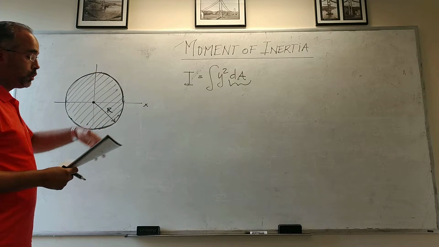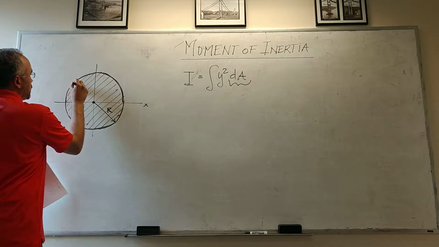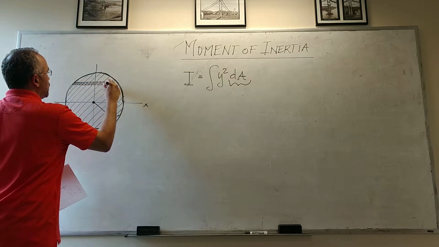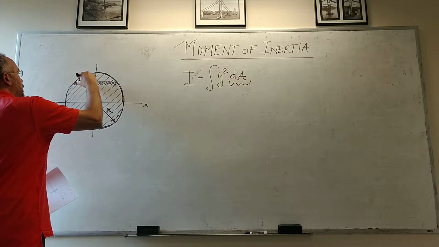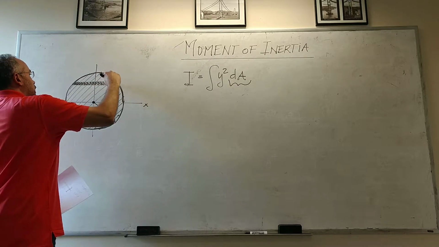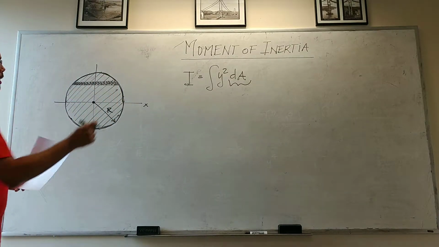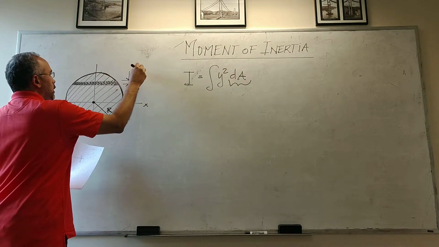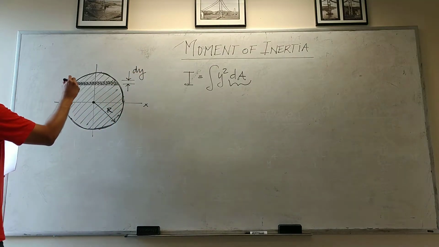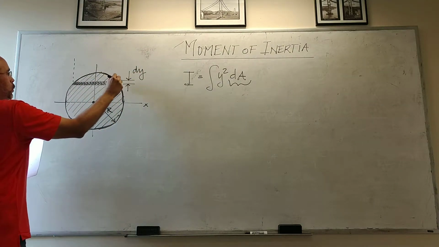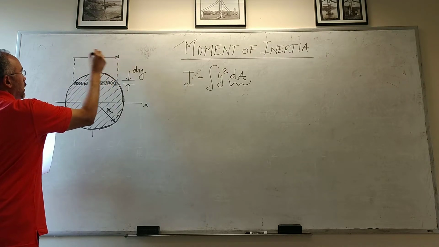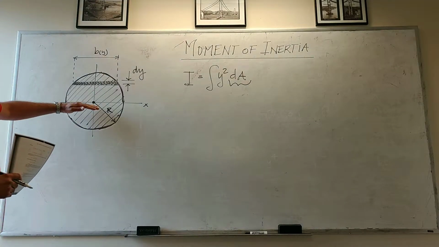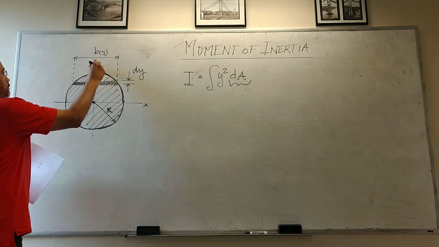There are different ways you could do it, but in this case, I am going to define that differential area as a horizontal slice of thickness dy and a width which varies as a function of y. Right?